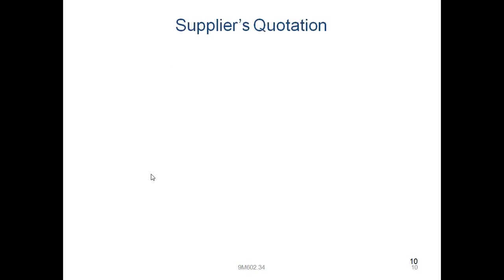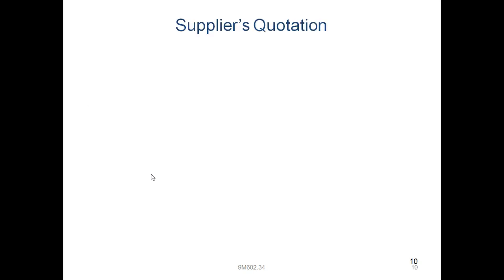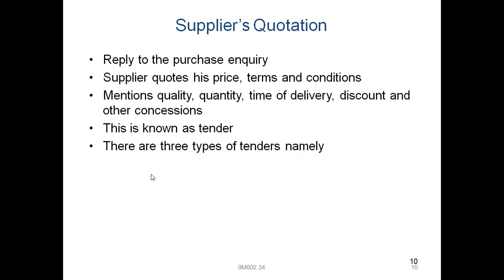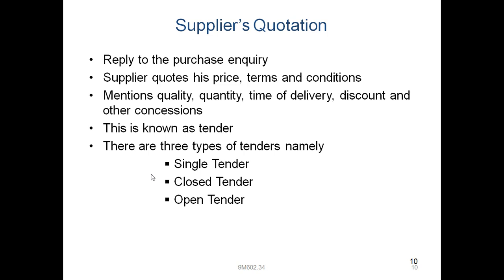Next comes the purchase enquiry. It is sending letter to the suppliers, obtaining price of materials in detail. Calling of tenders is also known as purchase enquiry. Supplier's quotation is the reply to the purchase enquiry. Supplier quotes his price, terms and conditions, mentions quality, quantity, time of delivery, discount, and other concessions. This is known as tender.